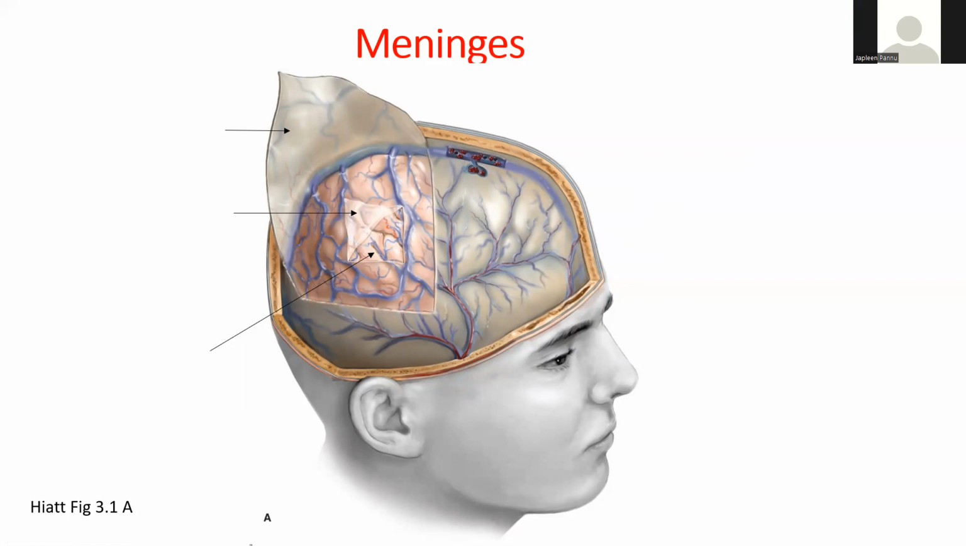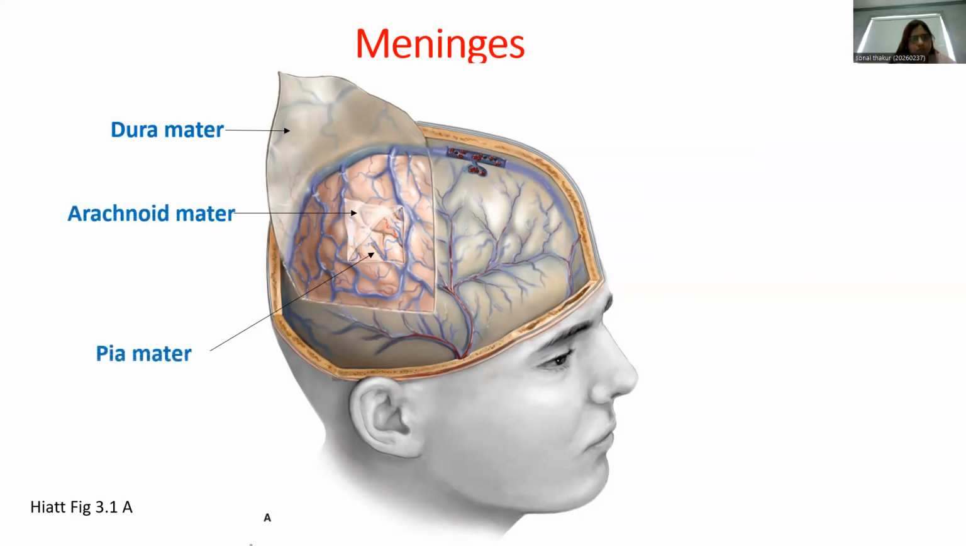Dura mater, one. The arachnoid, second, and the pia mater. Beautiful. Which one is the toughest layer? Dura, which is the outermost one. It's the tough layer, while the thinnest one is the innermost layer, which is the pia mater.